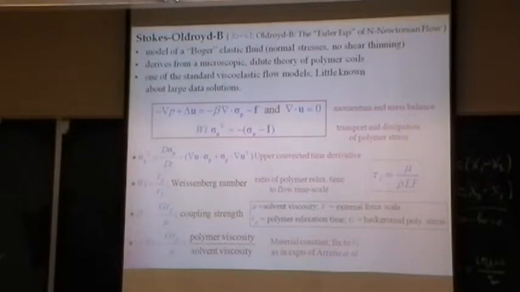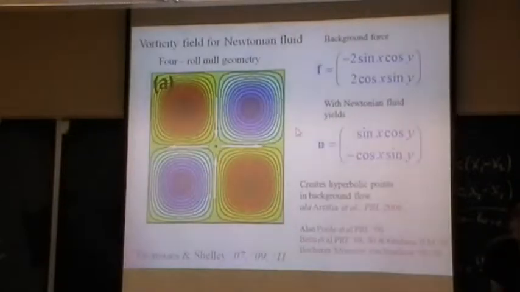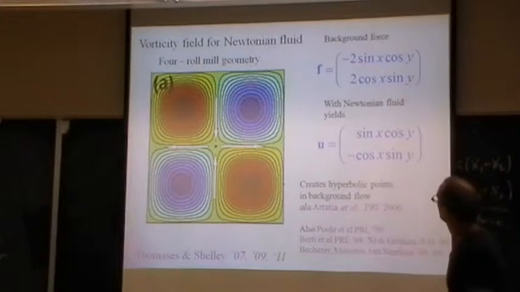Well, let me just show you a few things that happen here. Now, these are just numerics. Let's say I take the Oldroyd-B equations, and I put a background forcing.